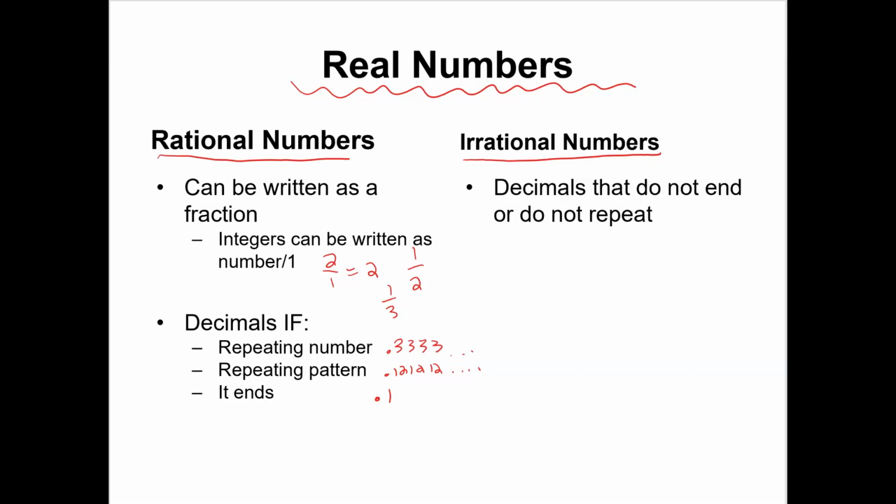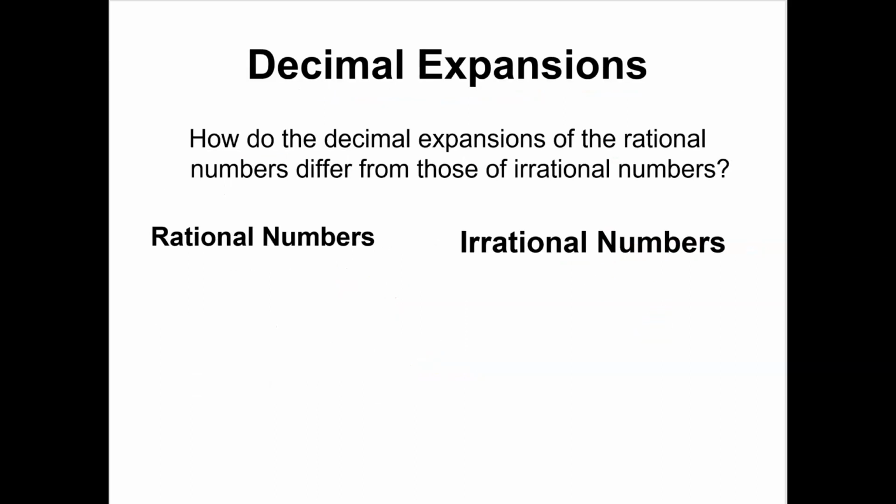So what's irrational? Decimals that do not end or do not repeat. So they have to do both. They do not end and they do not repeat. So it's like 1, 2, 3, 4, 5, 7, 2, 3, 1, 4. I mean, I don't know what's going to happen next. That's irrational. You also have numbers like pi and e and square root of 2 we've seen. Those are irrational.